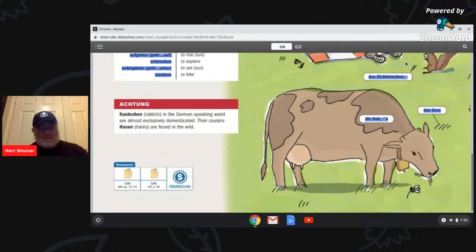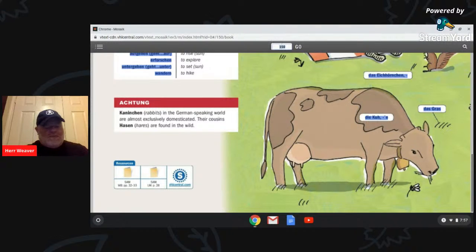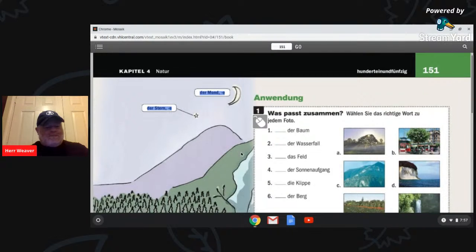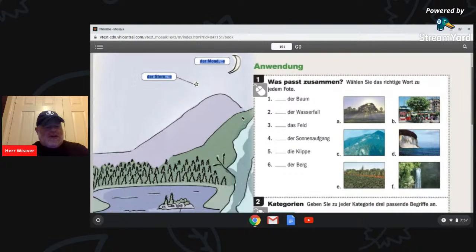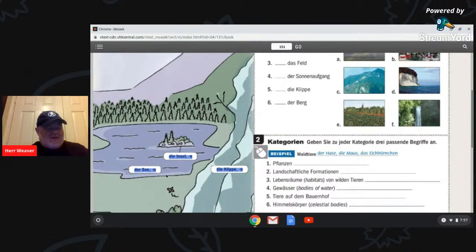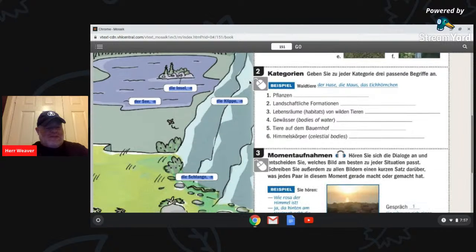I think the rest of these words are all from the, and I'm on page 150. I know you're trying to get there, or you can just follow me here. Der Mund, der Stern, there's die Insel, there's der See, the lake. It's not an ocean or a sea, it's a lake. Here's die Klippe, not a very good picture, but those are cliffs.